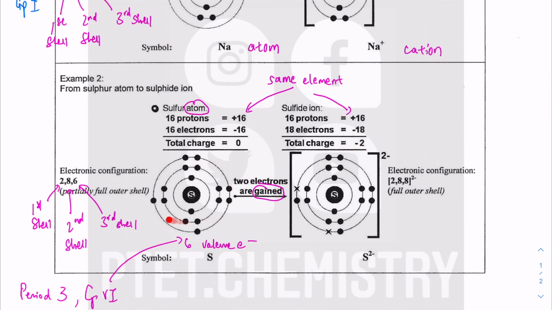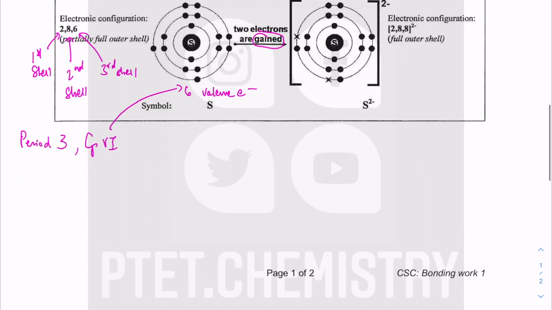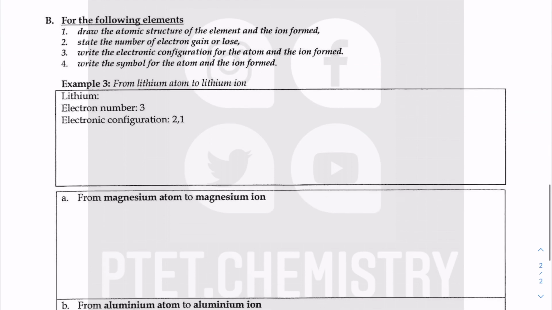If you are group 6 element, you will gain 2 electrons to get to a fully filled outer shell, then you have a 2- charge. If you are group 7 element, you will have 7 valence electrons, then you gain 1 extra electron to get to a noble gas or a fully filled outer shell, then you just gain 1 electron, therefore you'll have a -1 charge. Okay, so the rest of this tutorial is just basically going through this series of questions.